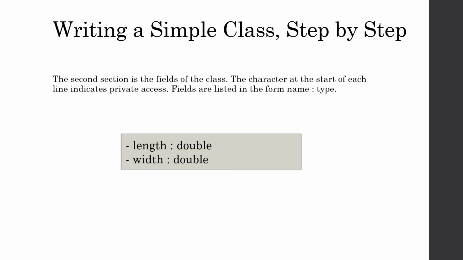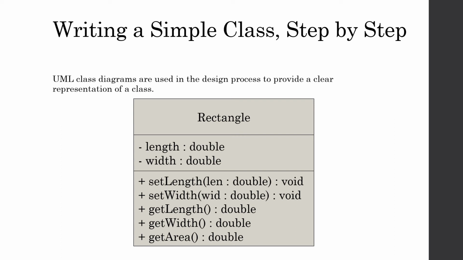So the end result, once you've done all this, is that you'll have your complete UML class diagram. You've got your name, your fields, and your methods. And then based on this, you'll go ahead and actually start writing out the code for this class. But there's a little bit of a catch.